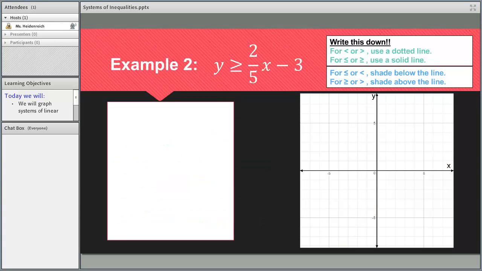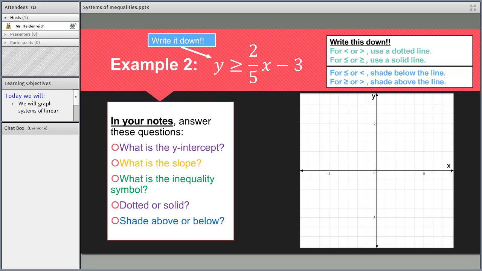Okay, here is my second example, and this one I'd like you to think about a little bit more on your own piece of paper that you're taking notes on. So here is the inequality that you would write down, and then I want you to answer these questions really quick for me. And once you've answered them, I want you to try drawing the graph. Okay, so take a minute to pause the recording and try this problem out and see what you know.